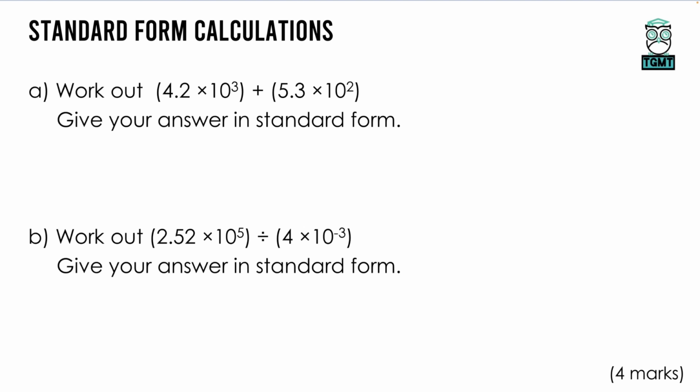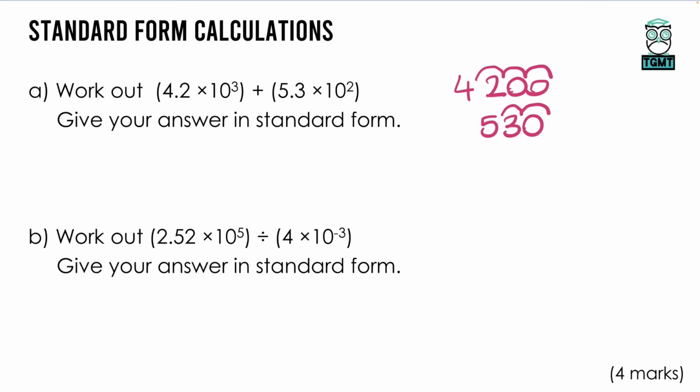So the first one is 4 and a 2. We've got to times it by 10, 1, 2, 3 times. So that's 4,200. Then the next one, we have a 5 and a 3. And we've got to times that by 10 twice. So 1, 2. And putting our 0 in. It's asking us to add these together.